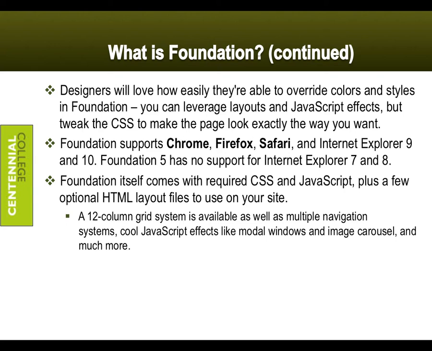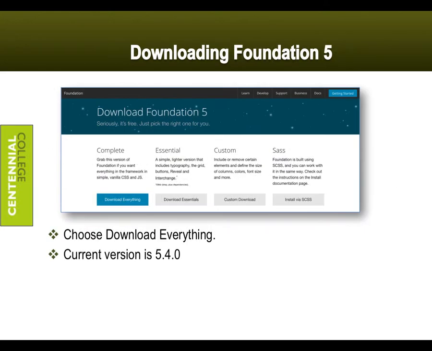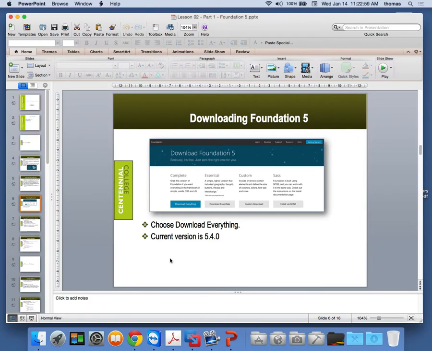So it comes with all the CSS and JavaScript and everything else that you need to make it go, and it uses this 12 column grid system in order for you to create this responsive web. Now the current version it says here on my slides is 5.4, but actually 5.5 has been released, so if you go to Foundation now, you can download the latest version. So let's do that. Let's go and download the latest version of Foundation.